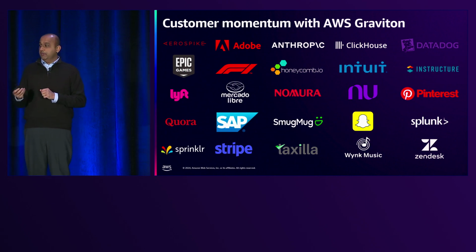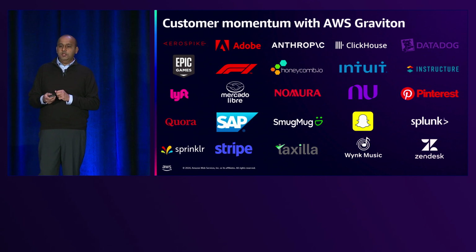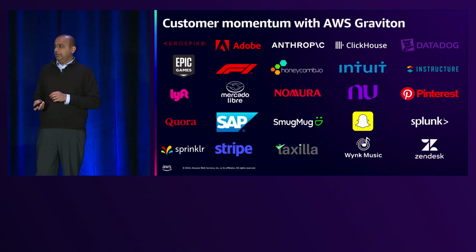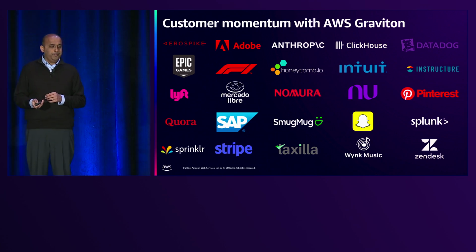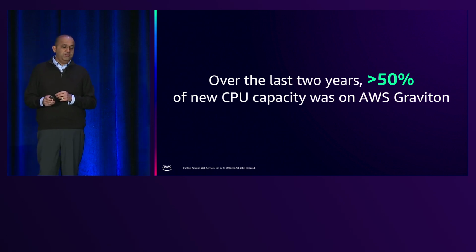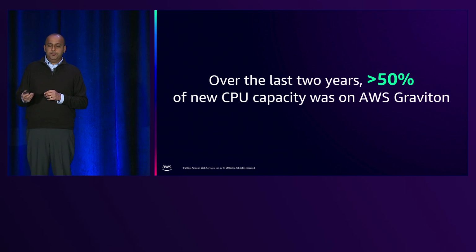Now, in terms of customer momentum, we see customers across all categories, geographies, verticals, and all sizes adopting Graviton in a big way. Today, 95% of the top 1,000 EC2 customers are drawing on Graviton. That's not all. This was just announced earlier at re:Invent. Over the last 2 years, more than 50% of new compute capacity that we've deployed is based on AWS Graviton.